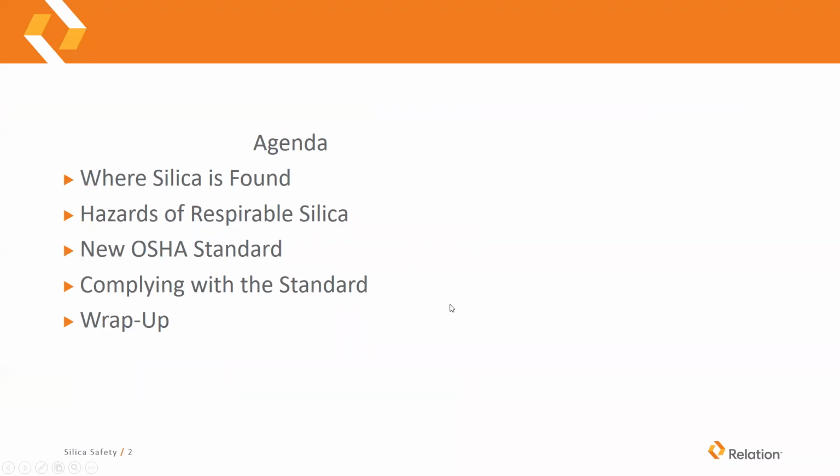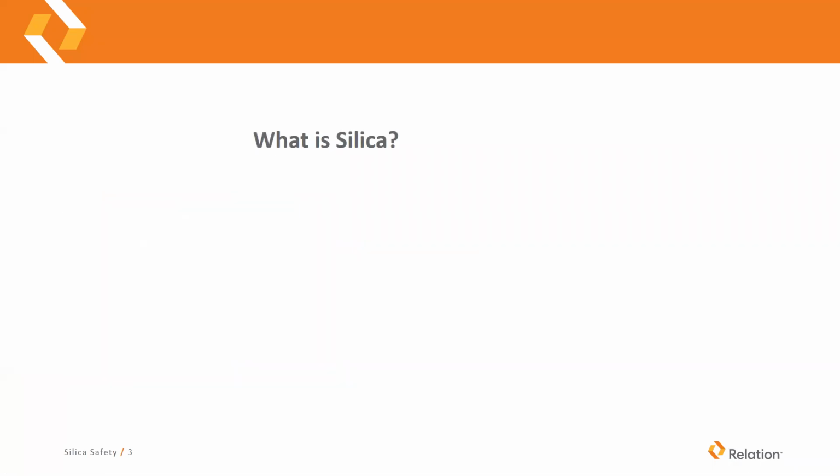All right, so for the agenda today, we'll talk about where silica is found, all the different places it comes from, the hazards of respirable silica, the new OSHA standard, which is not so new now, but in OSHA terms, it is new, complying with the standard, and then we'll wrap it up. All right, so what is silica?